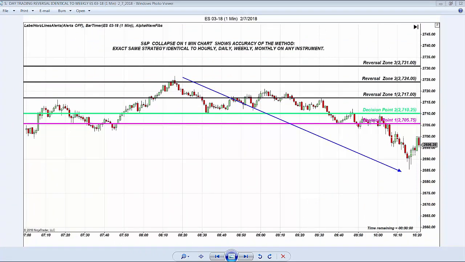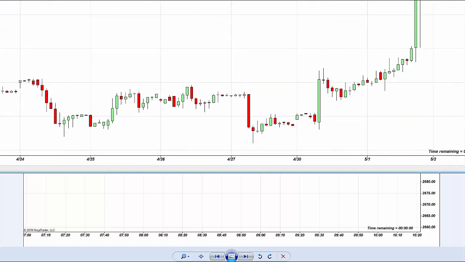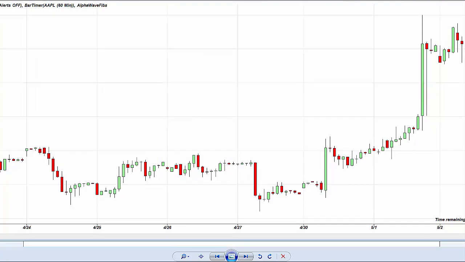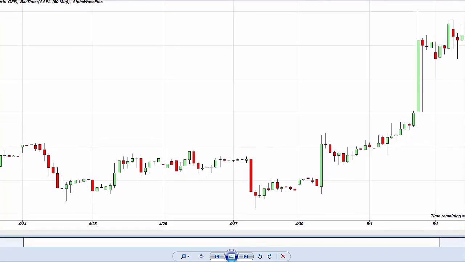What instrument is this? Pretty please do tell me. Anyone wants to take a guess? No one knows what this is. It does not matter. The only thing that's in common between every single instrument, they all have identical patterns. They all have exact same price.